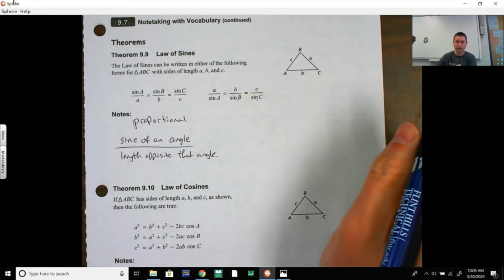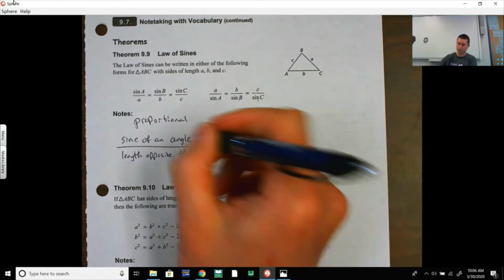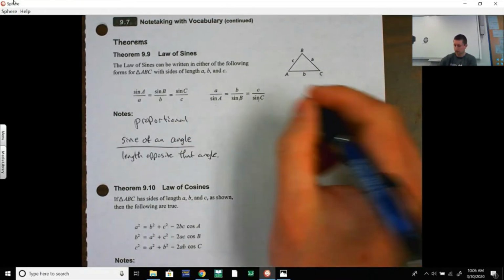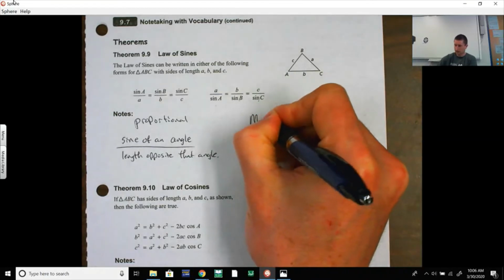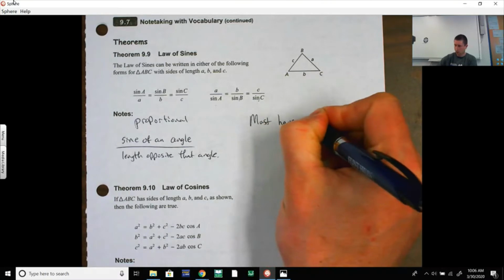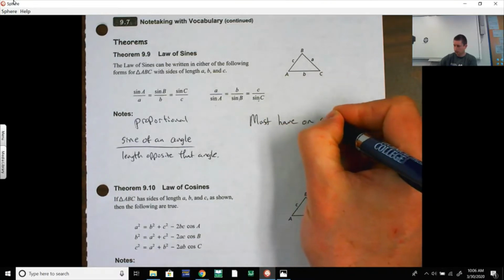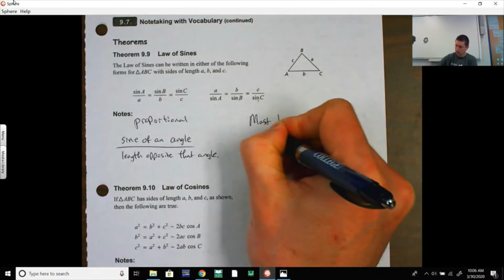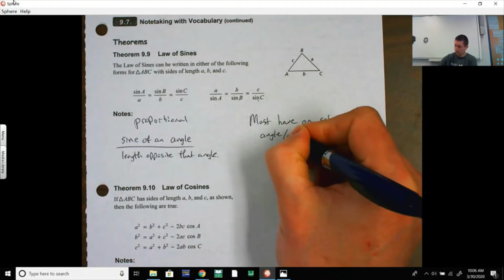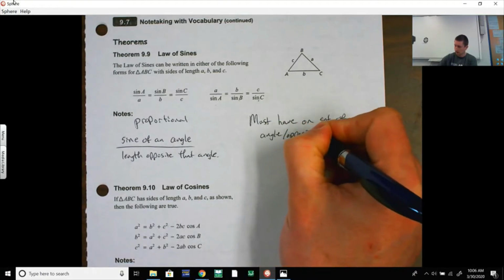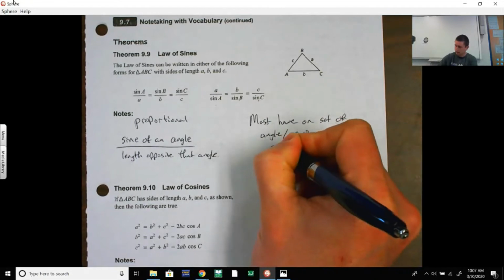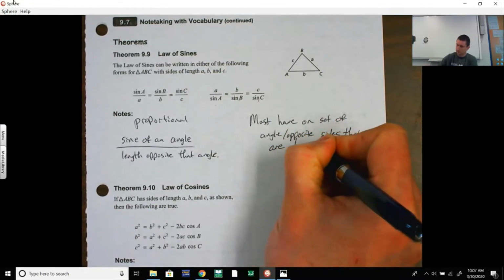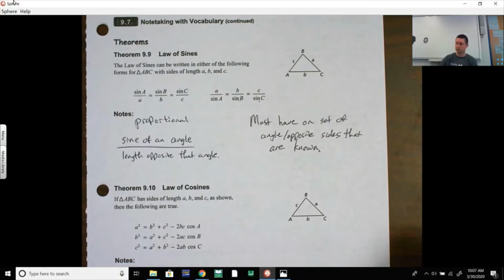Okay, so it's the sine of an angle over the length opposite that angle. Two of them have to be equal to each other. So in order to use this, you must have one set of angle and opposite sides that are known.